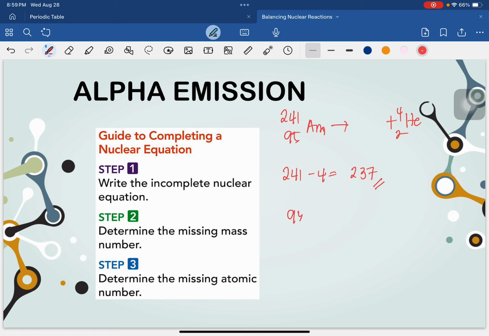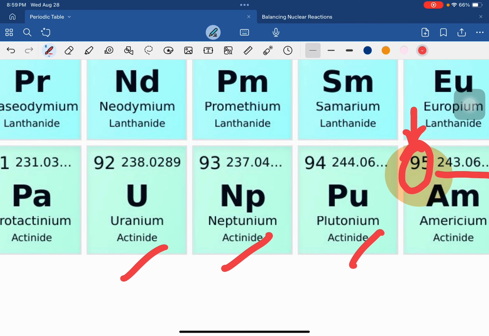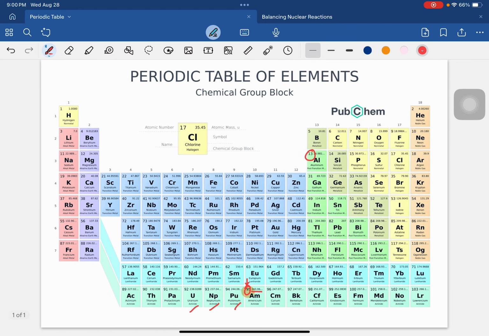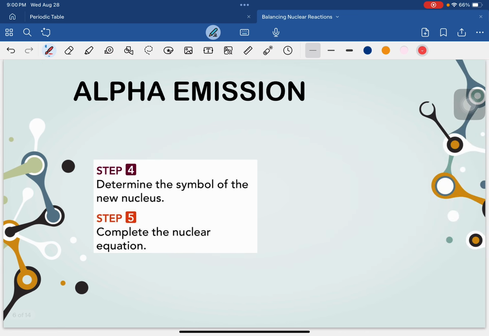So that belongs to step number 3. So we have 95 minus 2. That's 93. Not I guess, that is 93. So we got our periodic table, look for 93. So there you go. 93 is Neptunium. So we just have to write here, and our answer would be, we found out that it's Neptunium 93, and then we're keeping our 237.